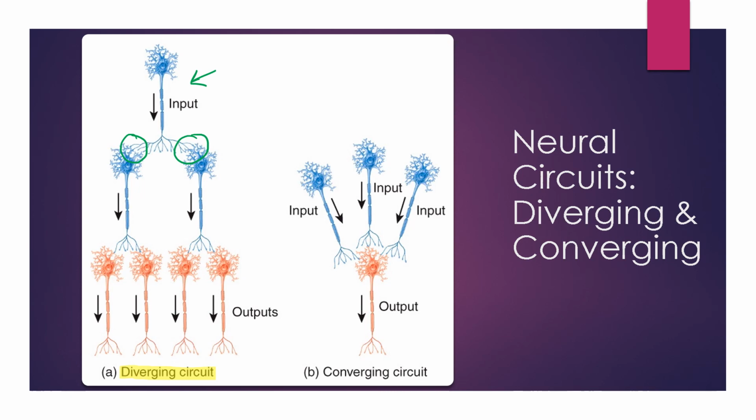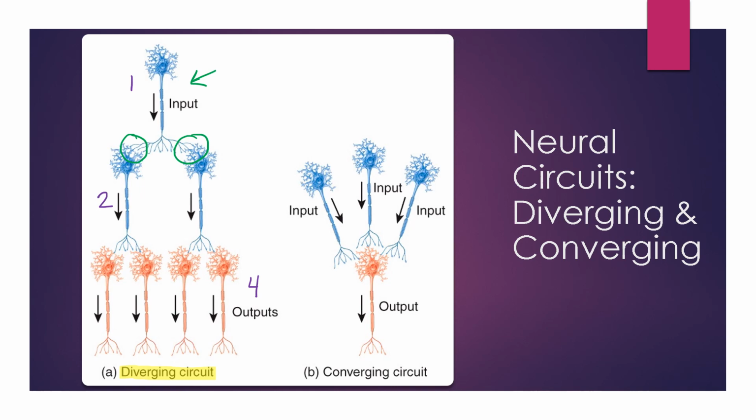In a diverging circuit, the nerve impulse from this single presynaptic neuron causes the stimulation of increasing numbers of cells along the circuit. So here we just go from 1 cell to 2 cells to 4 cells. So we're increasing the number of cells that are influenced, or influencing the number of cells that receive the nerve impulse. So that's that diverging circuit.